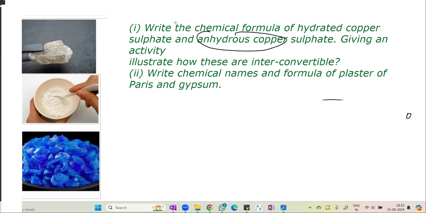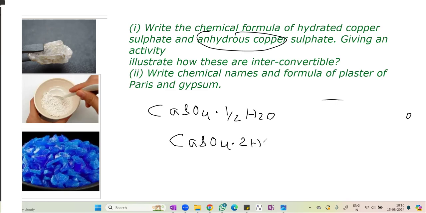Now, we have one more question in the second part, asking for the chemical formula of plaster of Paris and gypsum. The plaster of Paris is CaSO4 dot half H2O. Now you must be knowing the use of plaster of Paris. Chemically, we say calcium sulfate hemihydrate, since half a water molecule is attached. Next is gypsum. Gypsum is CaSO4 dot 2H2O, that is, calcium sulfate dihydrate.